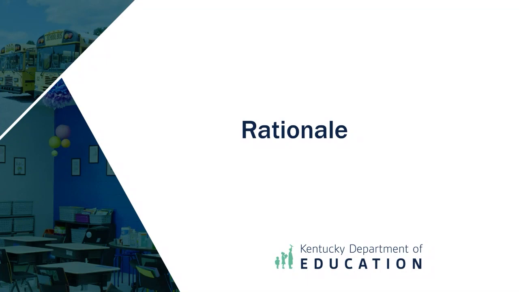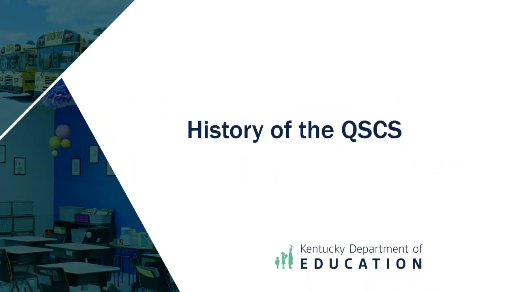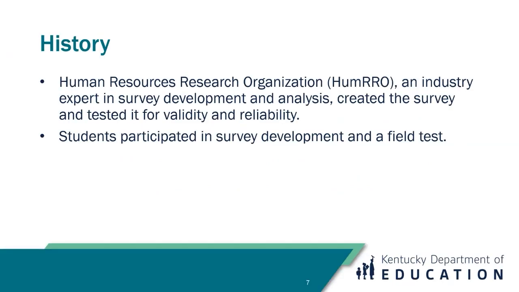Let's look at the rationale for the QSCS. In 2020, Senate Bill 158 amended the accountability system to include multiple meaningful measures for performance. The QSCS indicator uses perceptions from a survey to provide insight into the school environment. The history of the QSCS survey involved many stakeholders. The survey was created by Human Resources Research Organization, or HumRRO, with the assistance of students and other stakeholders, and it was tested for validity and reliability and field tested before implementation.